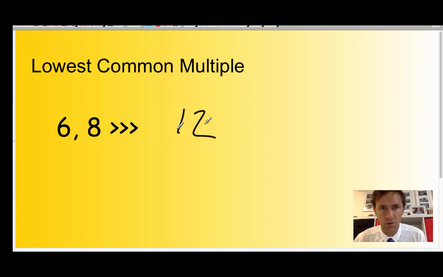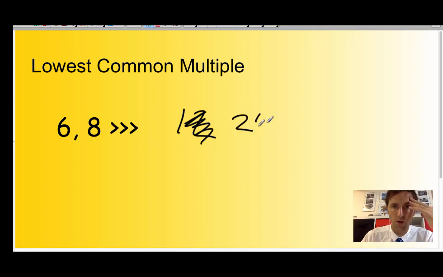So 6 goes into 12 2 times. Does 8 go into 12? No. What about 8 times 3? Is it 24? What do you think? You decide on an answer. You actually write down what you think the answer might be in your book. Pause me and do that.